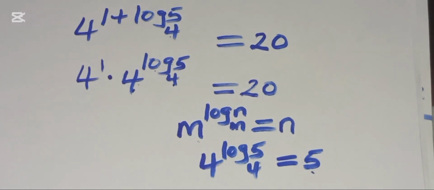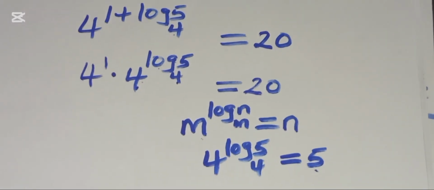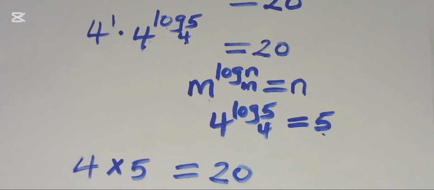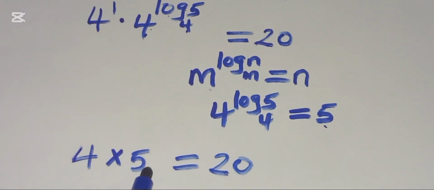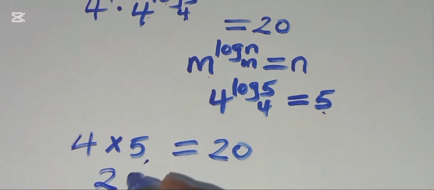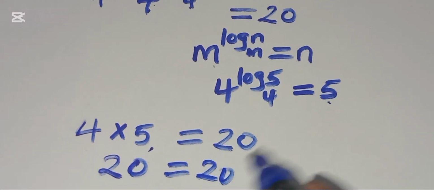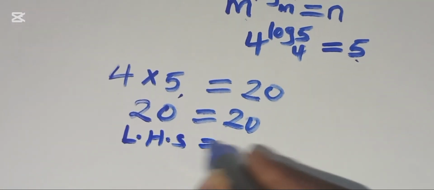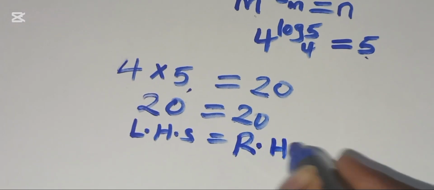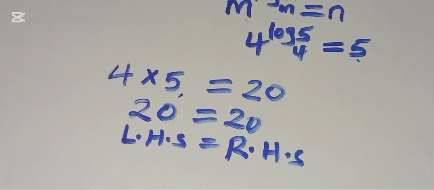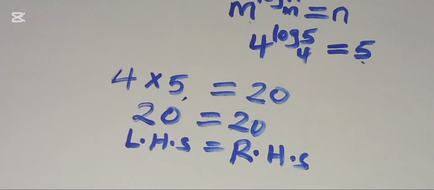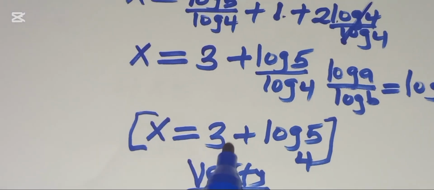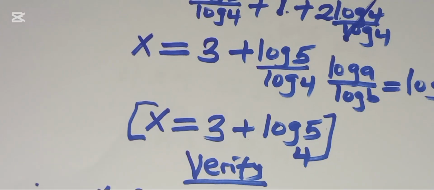So let's substitute this 5 back into our equation. We're going to have 4 multiplied by 5. This is supposed to give us a value of 20. So 4 times 5 is equal to 20. So that means that the left hand side is equal to the right hand side. And that confirms that the value of x, which is x equal to 3 plus log 5 to base 4, satisfies the equation.